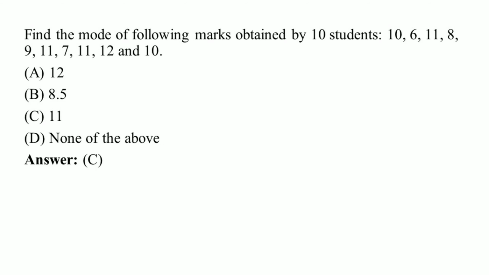Next one, find the mode of the following marks obtained by 10 students: 10, 6, 11, 8, 9, 11, 7, 11, 12 and 10. Here you can find the number 11 occurred frequently. So the mode is actually considered as the number which occurred many times in a data set. So the right answer is option C, 11.